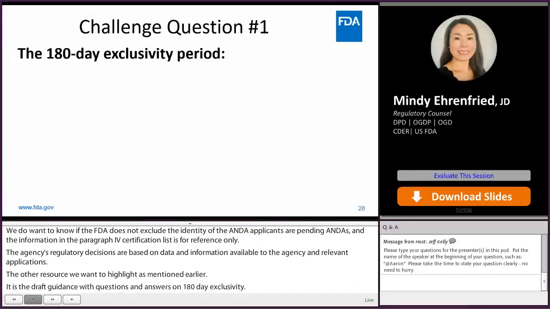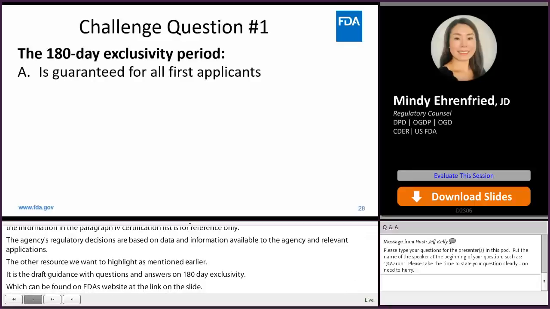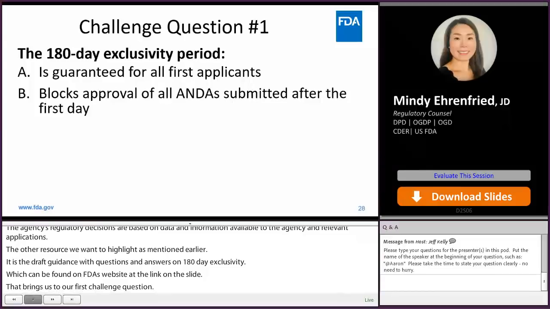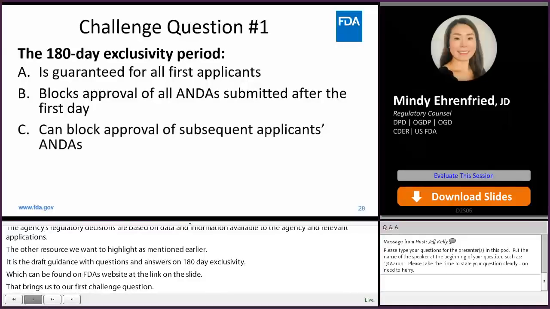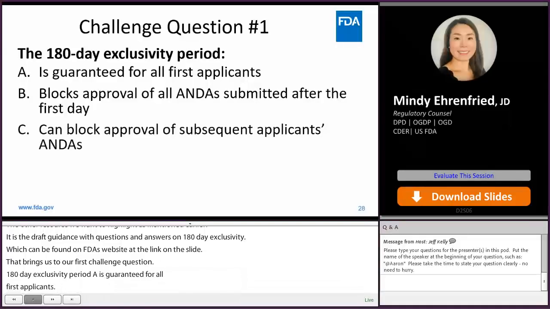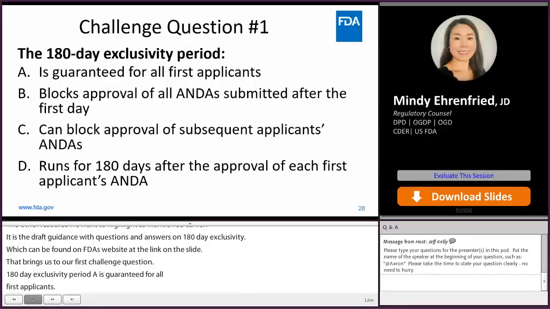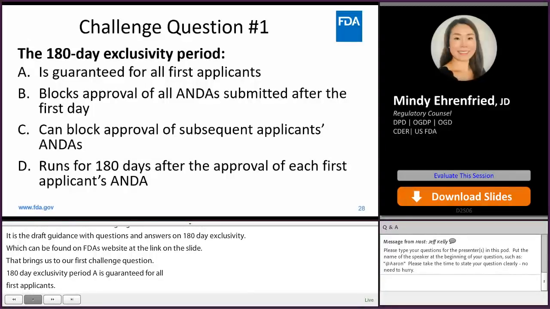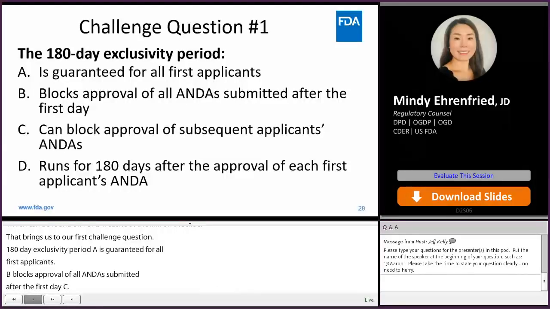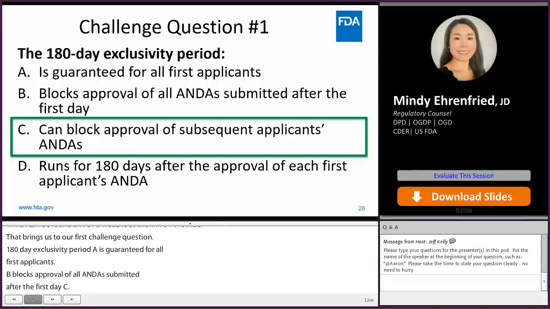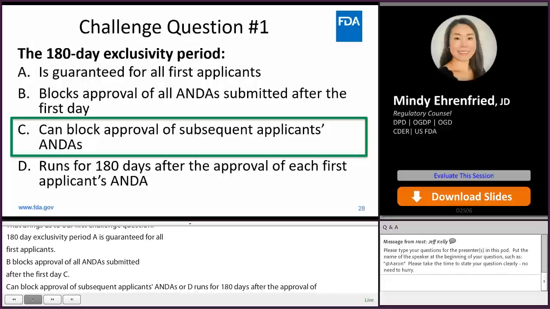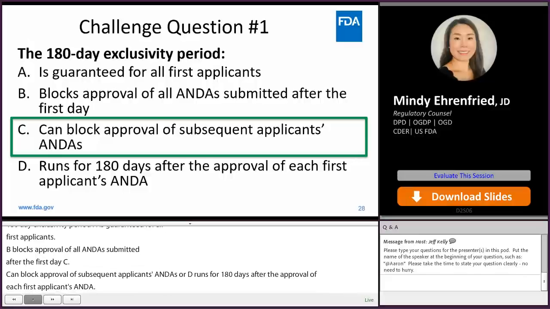That brings us to our first challenge question. The 180-day exclusivity period: A, is guaranteed for all first applicants. B, blocks approval of all ANDAs submitted after the first day. C, can block approval of subsequent applicants' ANDAs. Or D, runs for 180 days after the approval of each first applicant's ANDA. The correct answer here is C. The 180-day exclusivity period can block approval of subsequent applicants' ANDAs.